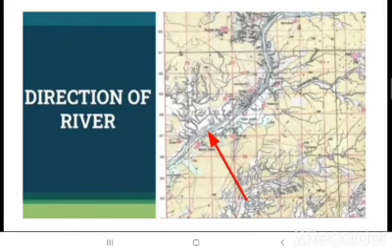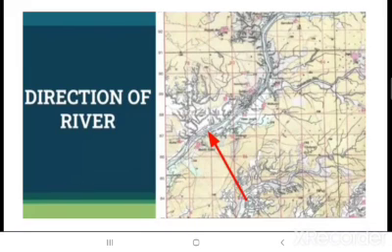Moving ahead, when you see those numbers written on the topo sheets, you can differentiate which is the highland and which is the lowland. The greater the number, the greater the height, so that land is a highland, and where the number is less, the height is less, so it is a low level. Water always flows from a highland to a lowland. In that way you can find out the direction in which the river is flowing.